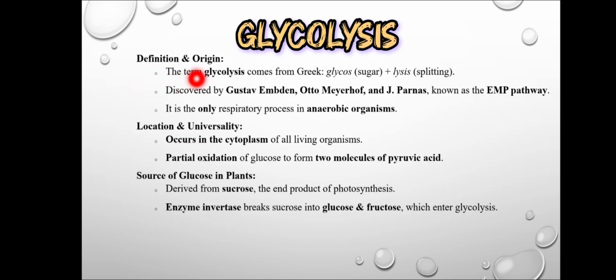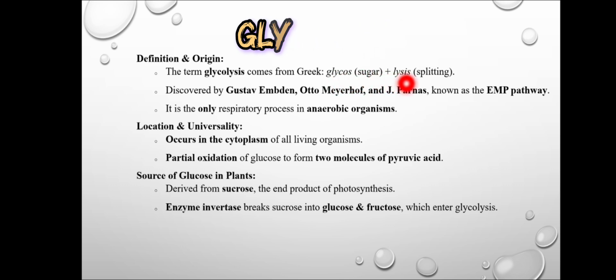Now, if we talk about glycolysis, it is made up of two words, glycos and lysis, meaning splitting of sugar. This is also called the EMP pathway, after the three scientists Embden, Meyerhof and Parnas, who discovered this pathway. It is the only respiratory process in anaerobic organisms, because in anaerobic organisms the ATP is actually produced in glycolysis. We will see it later. Glycolysis takes place in the cytoplasm and it takes place in all living organisms, whether aerobic or anaerobic.